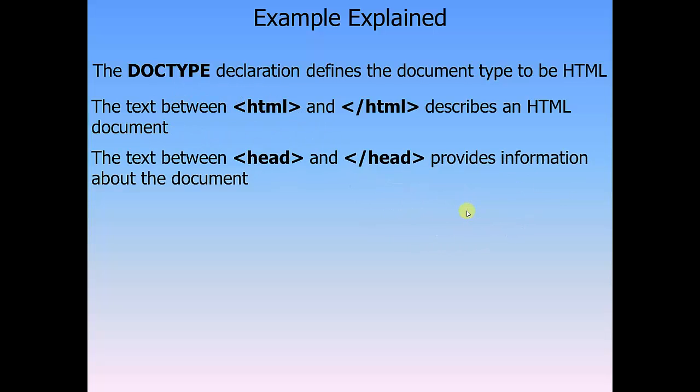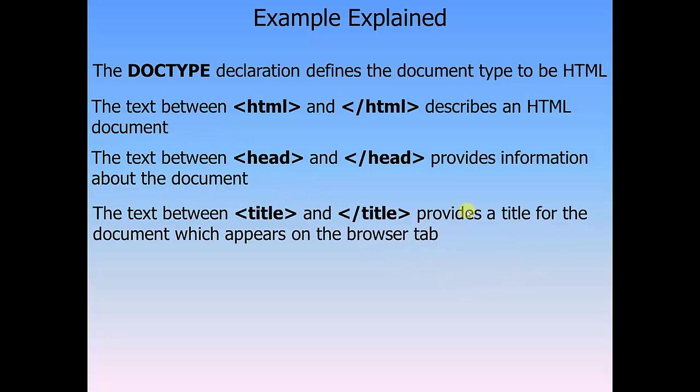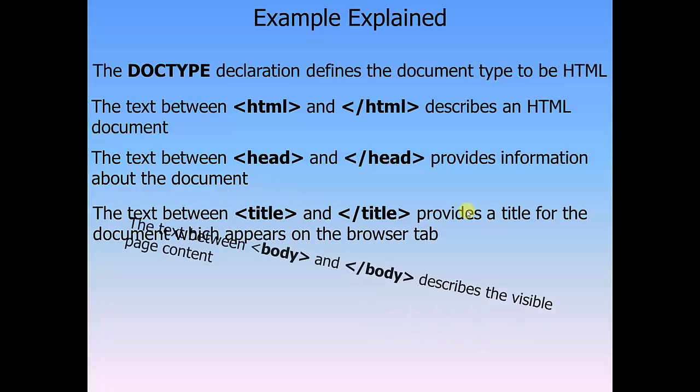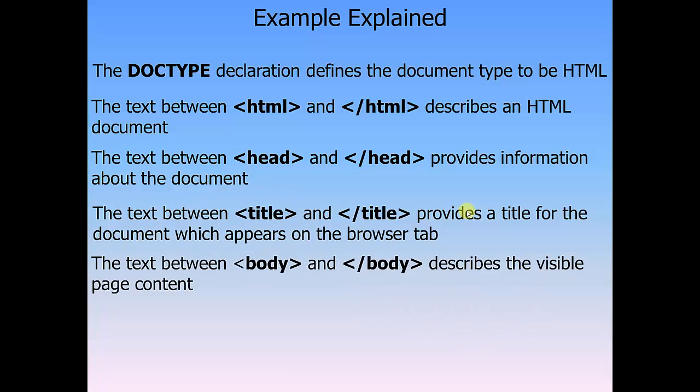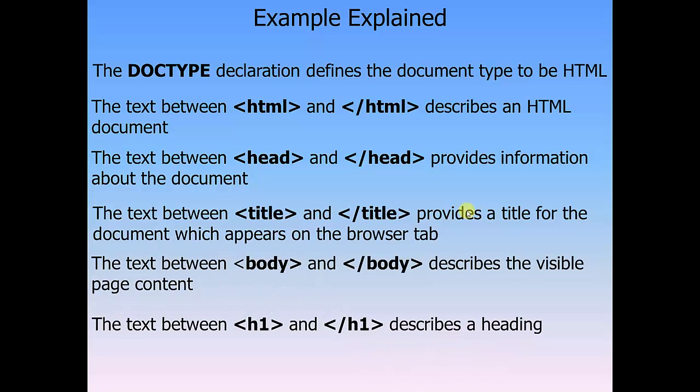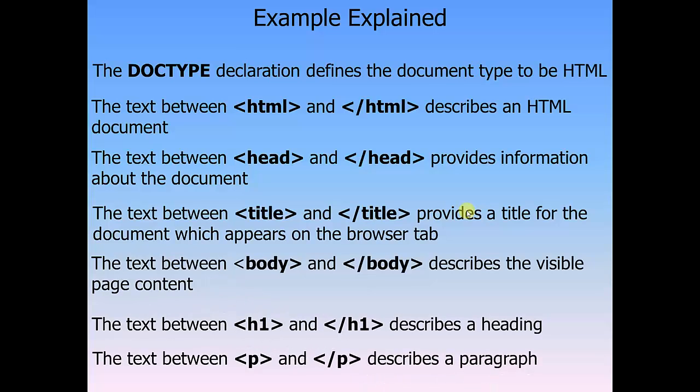The text between the opening head tag and the closing head tag provides information about the document, like the page title, as we said, and other things. And we'll learn about those other things in subsequent videos. The text between the title tags provides a title for the document which appears on the browser tab. The text between the body tags describes the visible page content. The text between the H tags describes a heading, and the text between the P tags describes a paragraph.